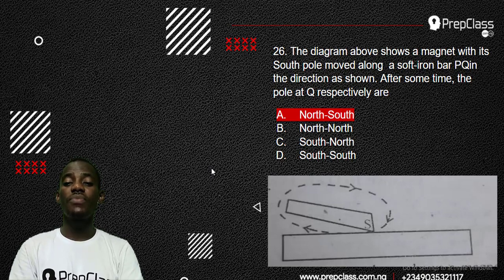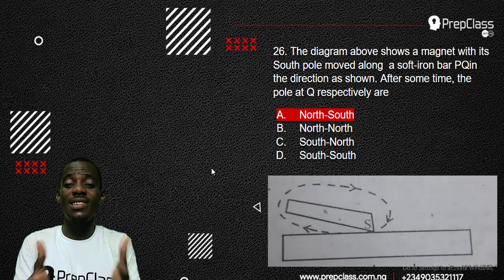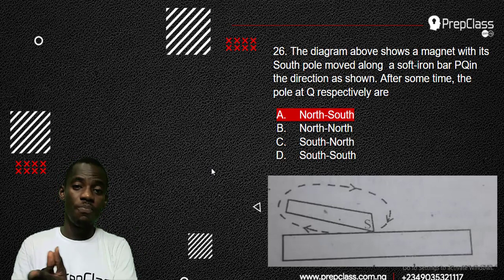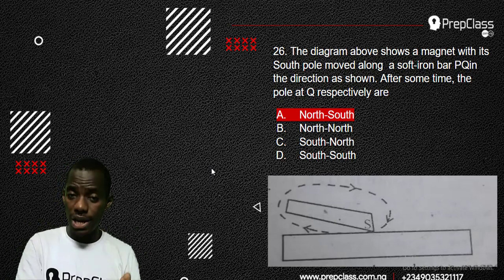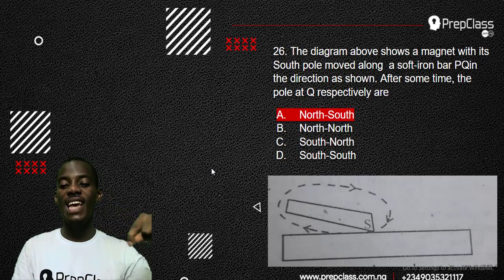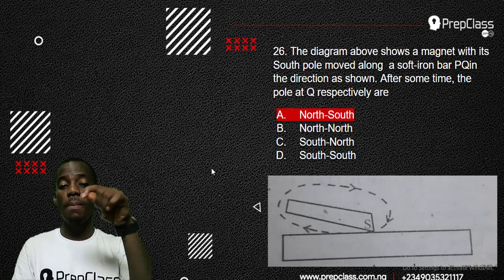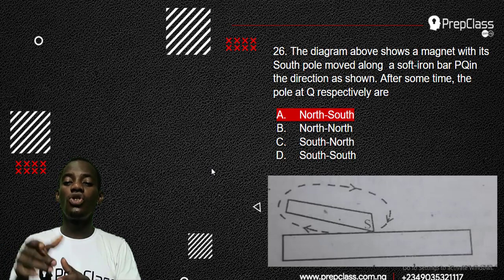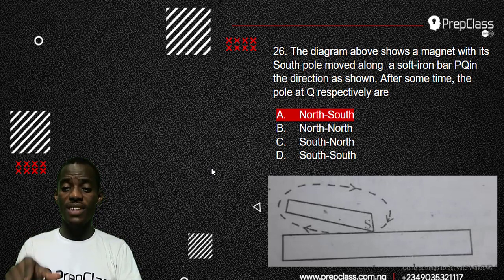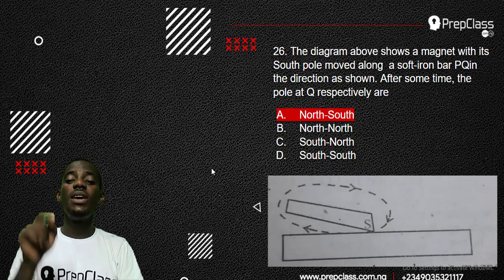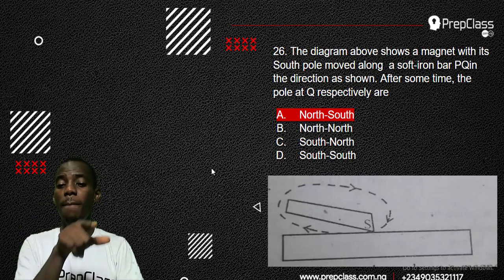How do I know that it is north, south? That rod under is called PQ. That means the rod is from P to Q, right? The magnet on top is going towards the beginning of the rod, so it is going towards the P side. So it is going to produce north first at P. Producing at P and Q respectively, it will be north at the direction the magnet is going.